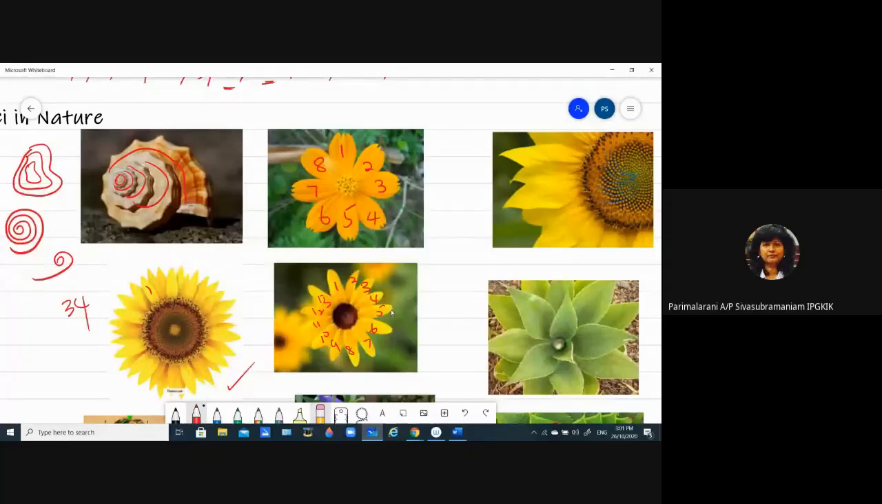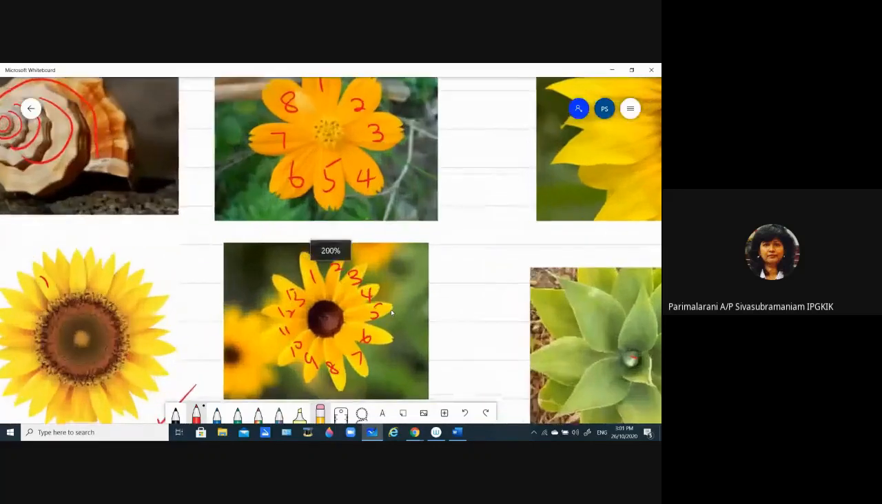So if you look at this sunflower here, you see the seeds here. The seeds here also form a spiral.